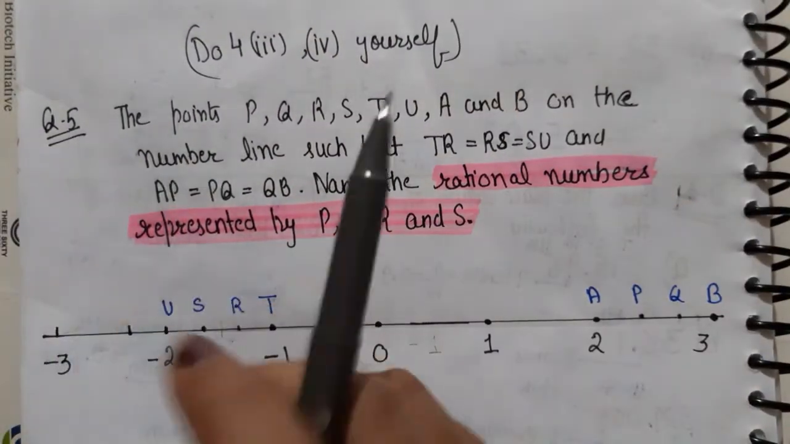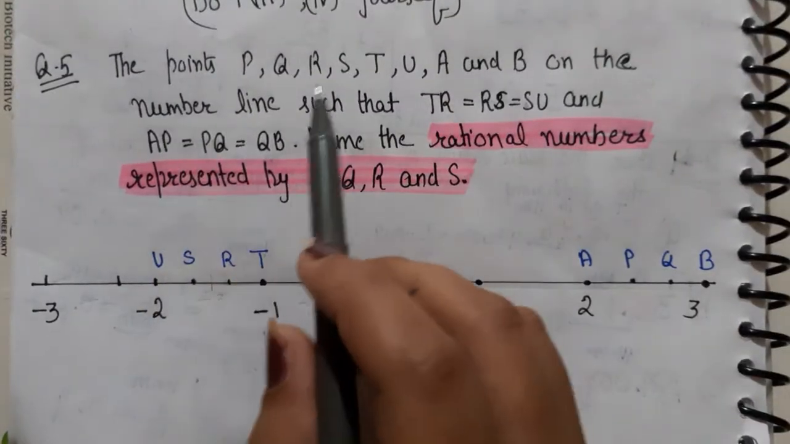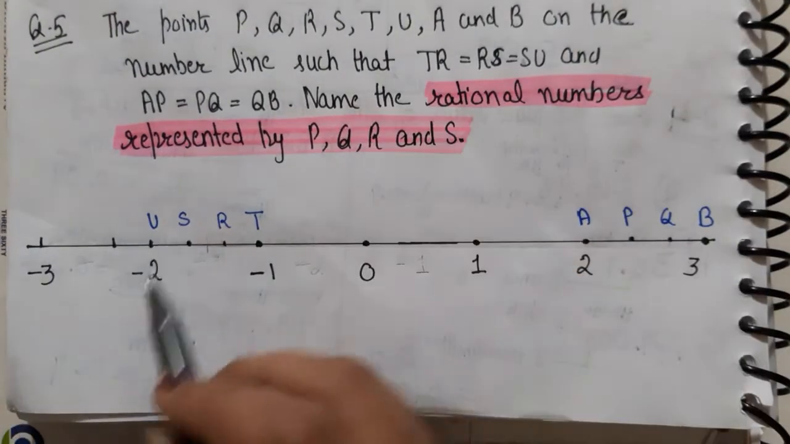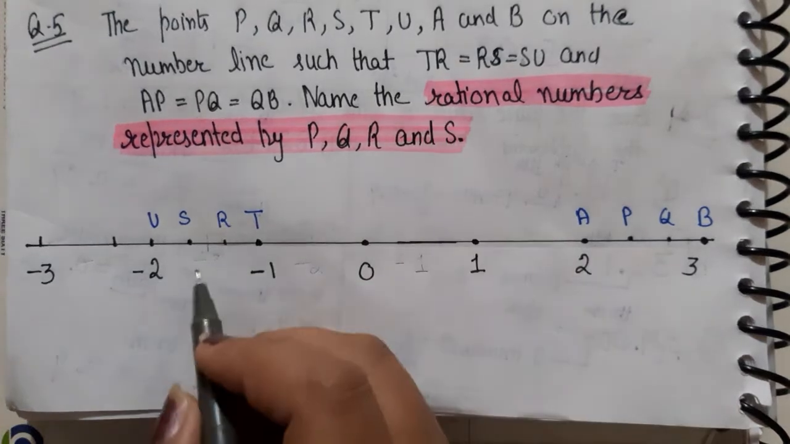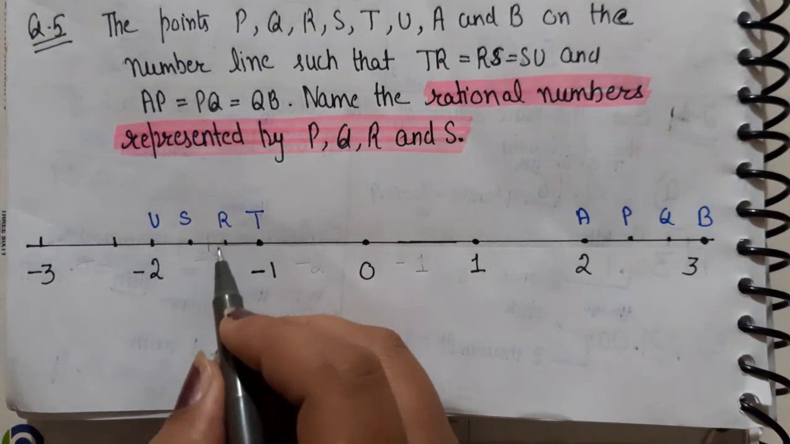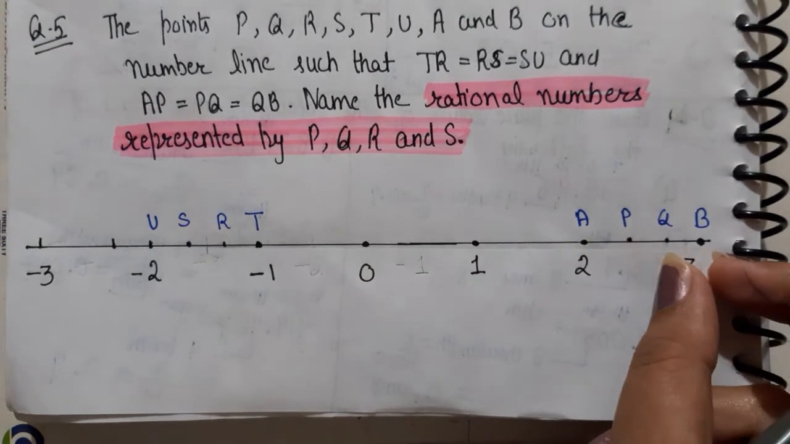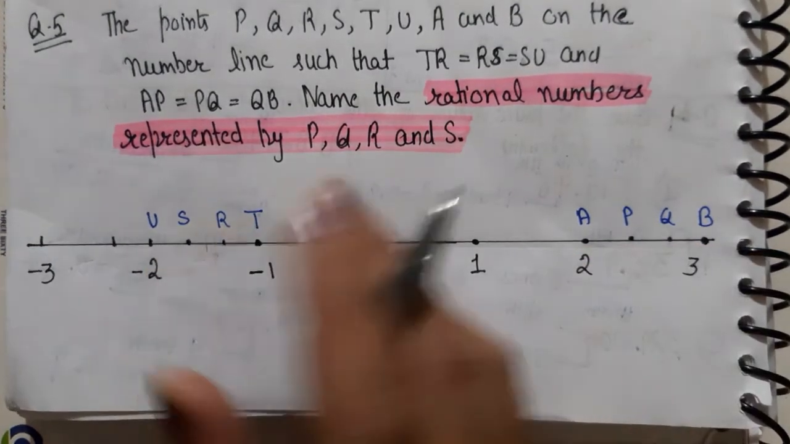Now let's move to question number 5. The points P, Q, R, S, T, U, A and B on the number line are such that TR is equal to RS is equal to SU, and AP is equal to PQ is equal to QB. All these distances are equal.